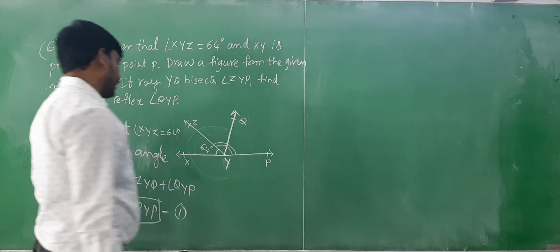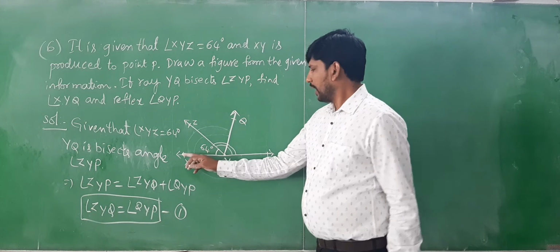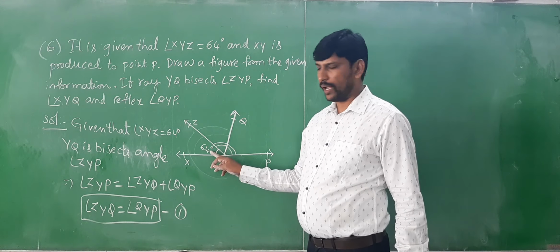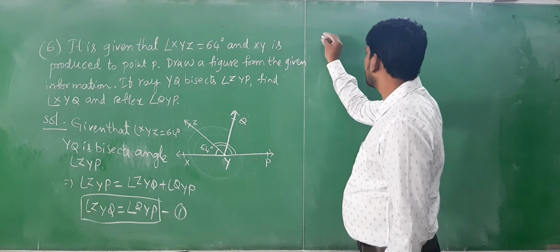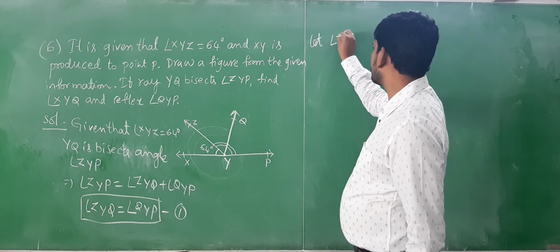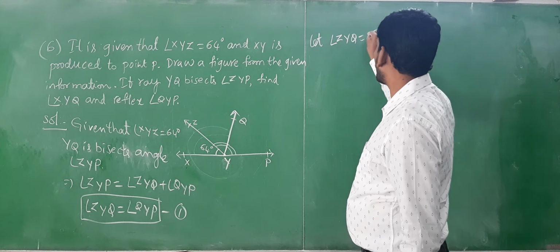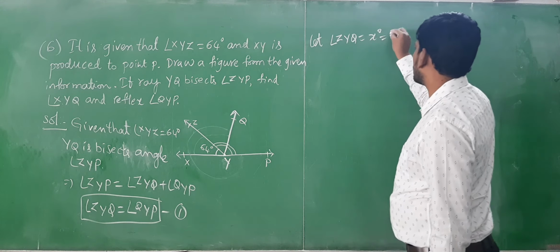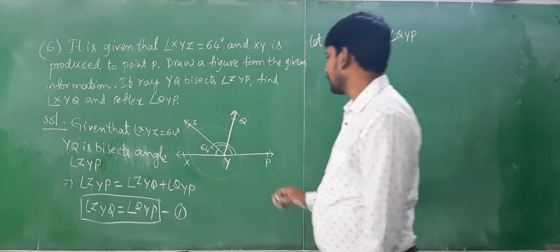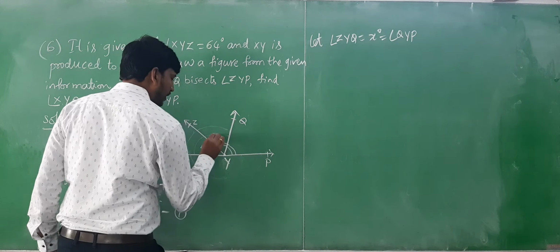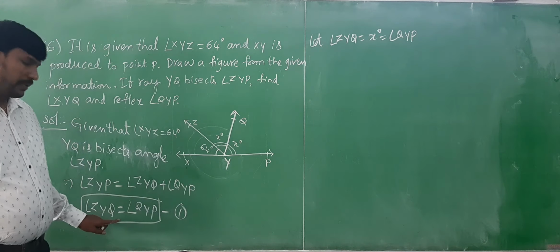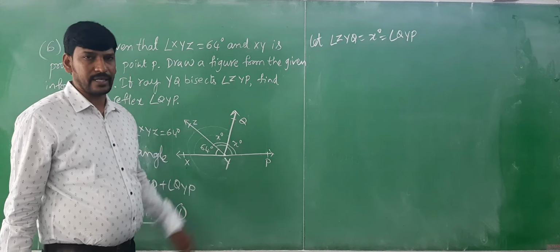Now let us take that XYZ is 64 degrees. Let angle ZYQ be equal to x degrees, which implies angle QYP is also x degrees. Both are equal from equation number 1, because it is a bisector.